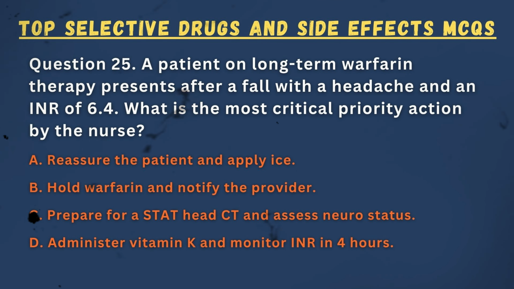Question 25. A patient on long-term warfarin therapy presents after a fall with a headache and an international normalized ratio of 6.4. What is the most critical priority action by the nurse? A. Reassure the patient and apply ice. B. Hold warfarin and notify the provider. C. Prepare for a stat head CT and assess neurostatus. D. Administer vitamin K and monitor international normalized ratio in 4 hours.